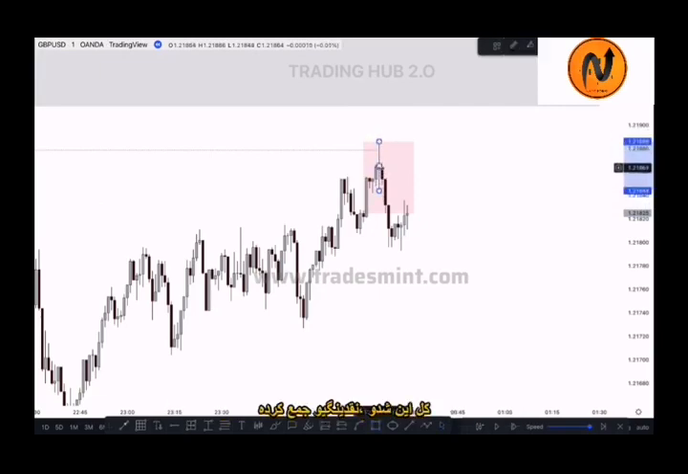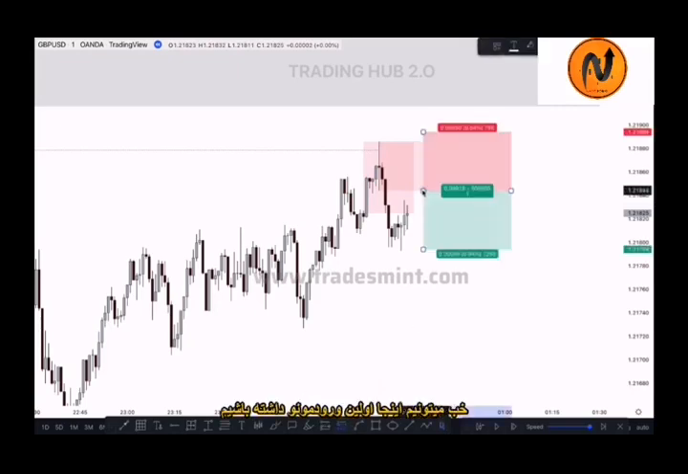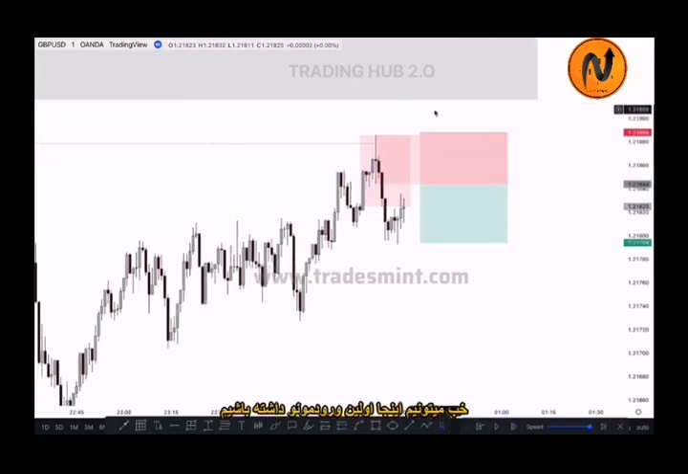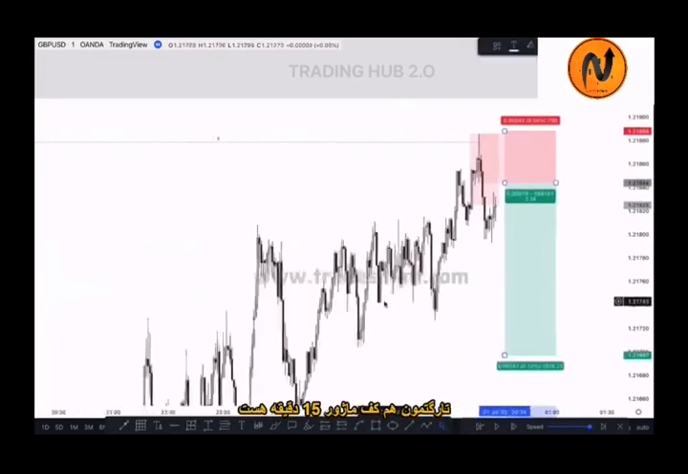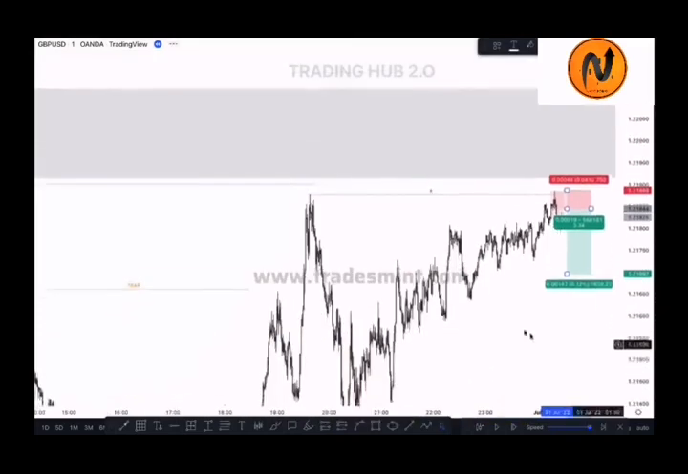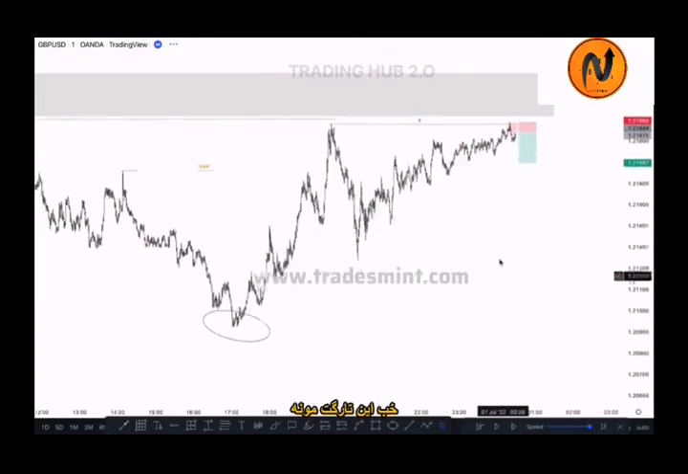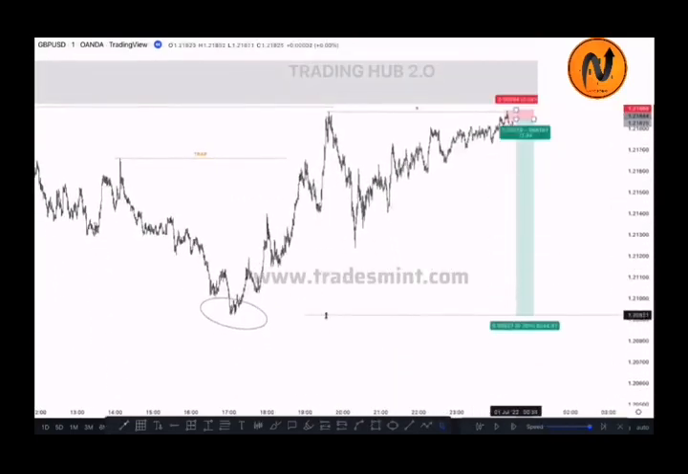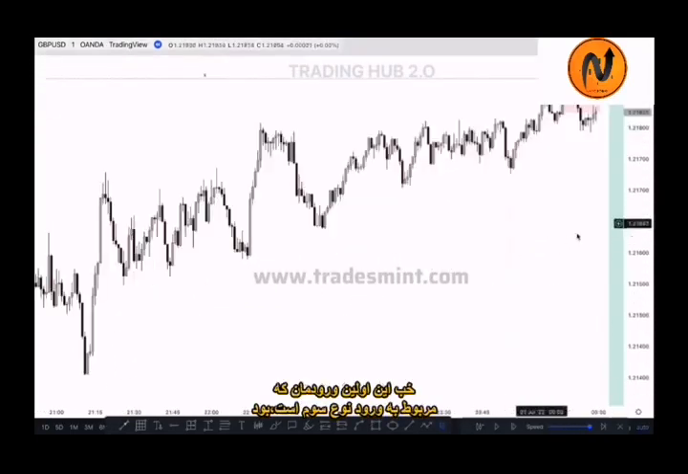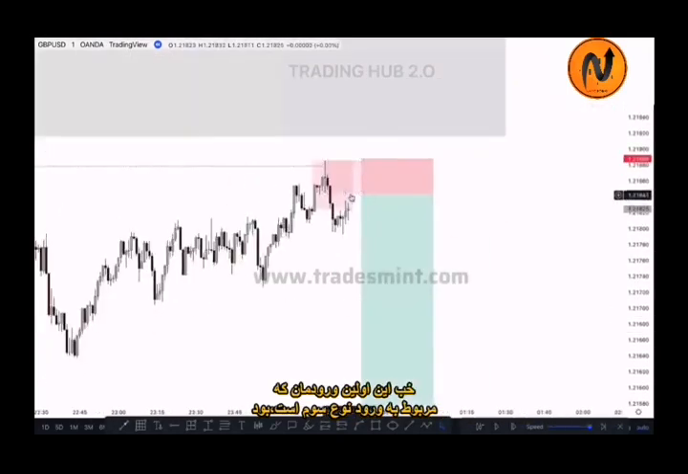This entire wick actually took out the liquidity. So we can place our first entry here, and the target will be the M15 major low. Correct. So this will be our target. I will show you here. Correct. So this one is our first entry.